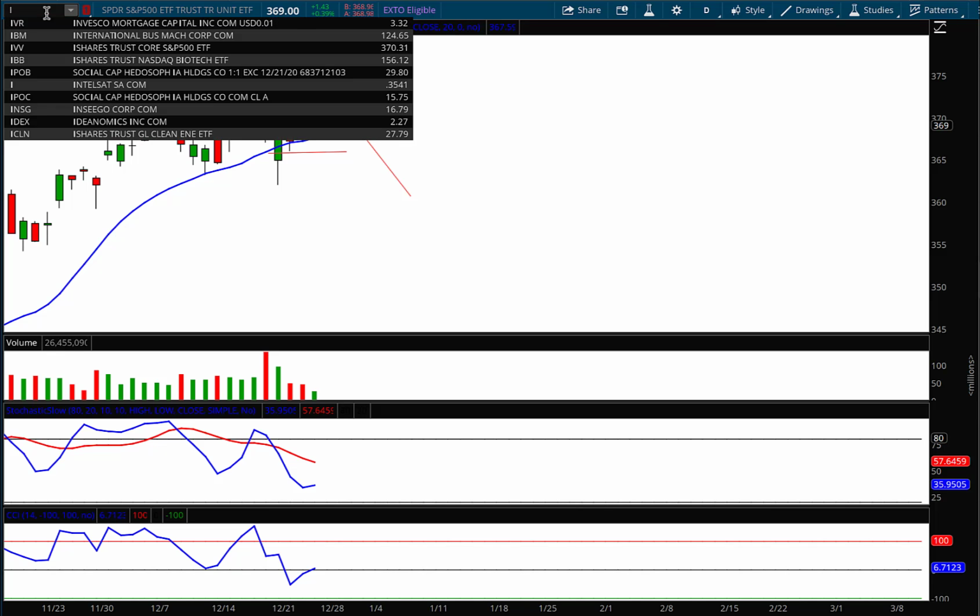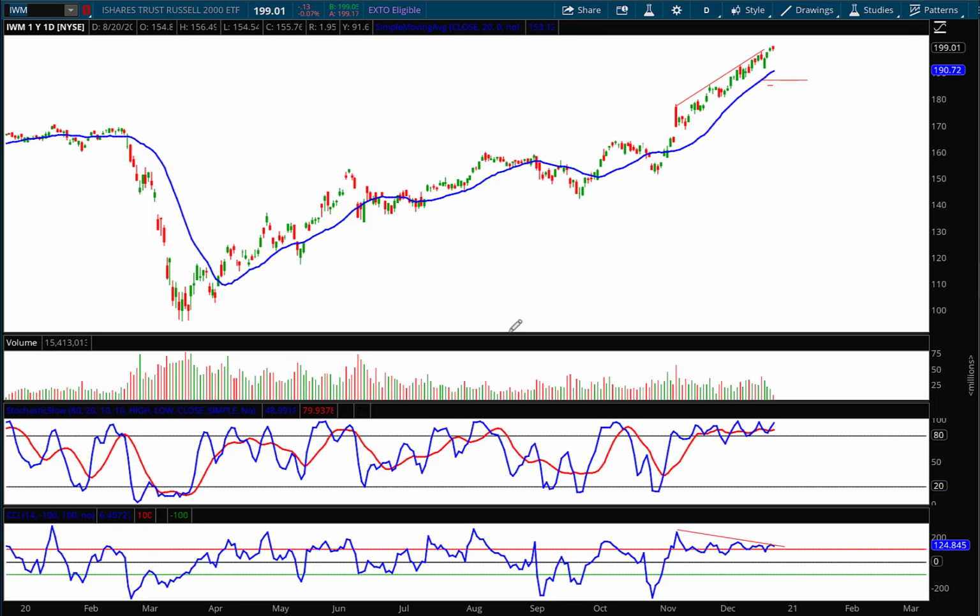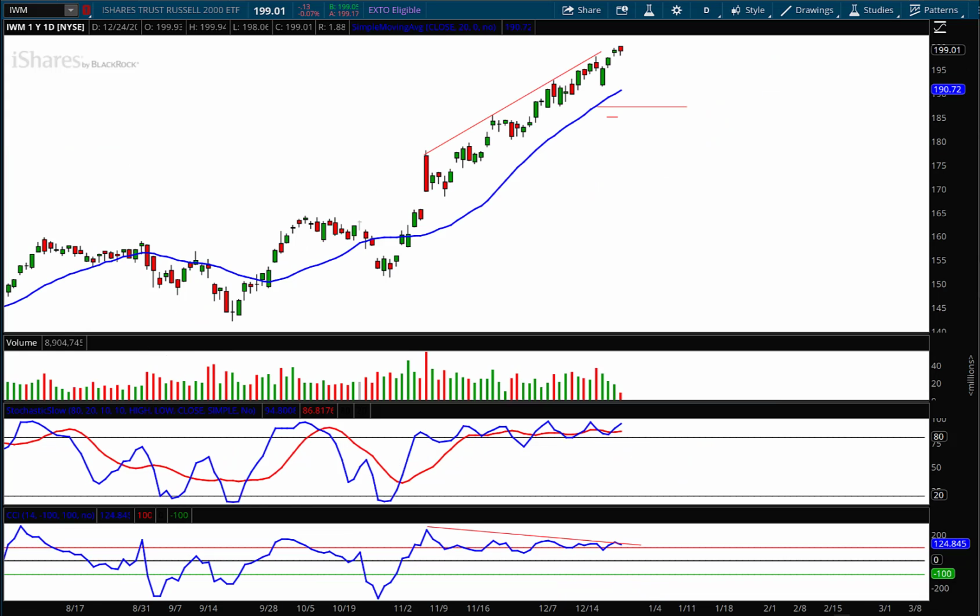If we look at IWM, which is the Russell 2000, more or less the small cap index, I pointed out a couple things.